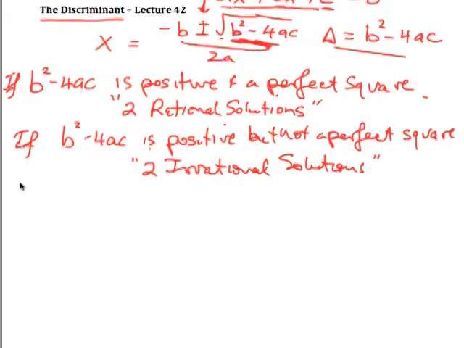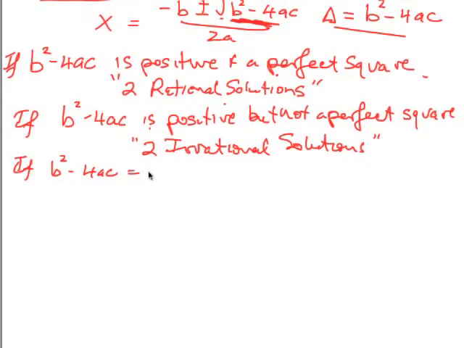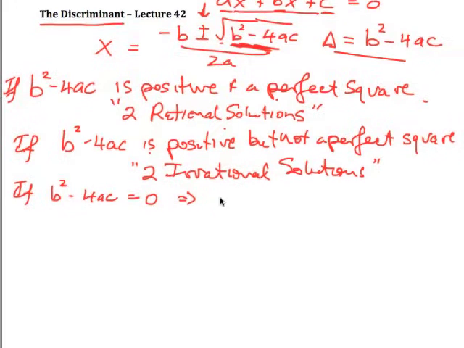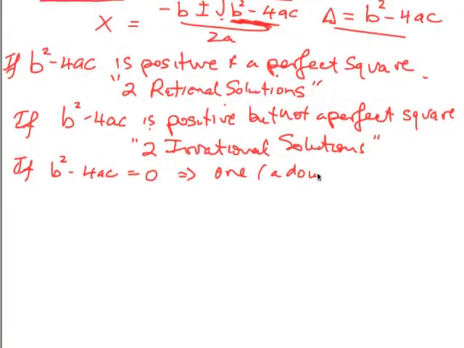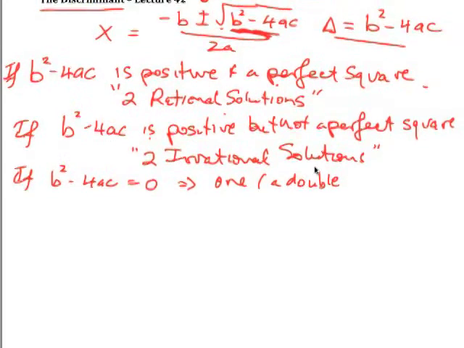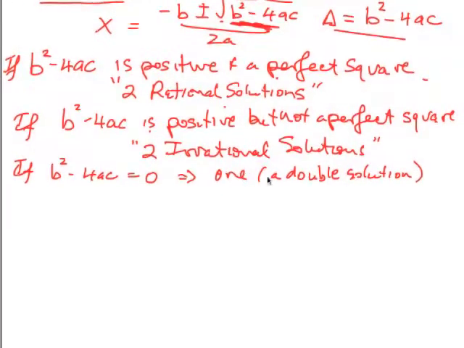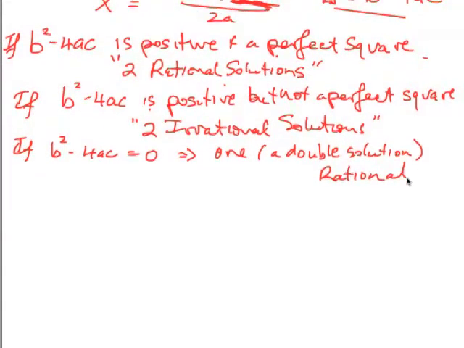Alright, now what if this b squared minus 4ac, or discriminant, comes out to be 0? Then if it comes out to be 0, the square root of 0 is still 0, plus or minus 0 doesn't make any difference. I just get negative b over 2a. So this is going to imply that we only have one. We call it a double solution, and when we come to talk about graphs you'll see why. Alright, a double solution. Right, so 1, and of course it will be rational because it's negative b over 2a.